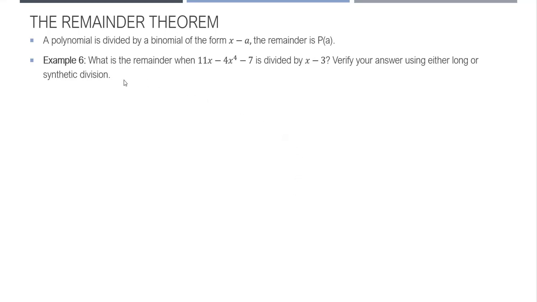The remainder theorem says that if a polynomial is divided by a binomial of the form x minus a, then the remainder is p of a, which is a little bit wordy, maybe doesn't make a lot of sense. So let's look at an example. So we have this polynomial, and we want to divide it by x minus 3, and we want to know what the remainder is. So I'm going to take this 3.